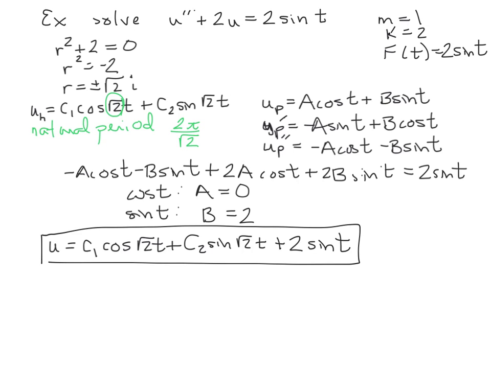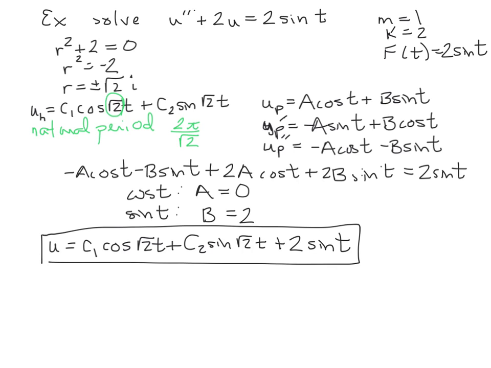Just a little reminder here that the period of any sine or cosine function is 2 pi divided by the number that's out in front of t, and that is how often it repeats itself. So this function right here, that naturally occurring motion without the forcing function, is going to repeat every 2 pi divided by root 2.